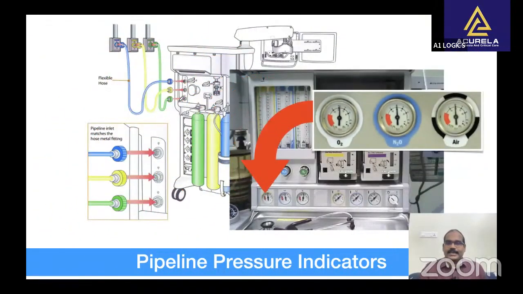Pipeline pressure indicators should always be checked before the machine is used. The pressure should be between 50 to 55 psig. The indicators should be scanned repeatedly during use of the anesthesia workstation.